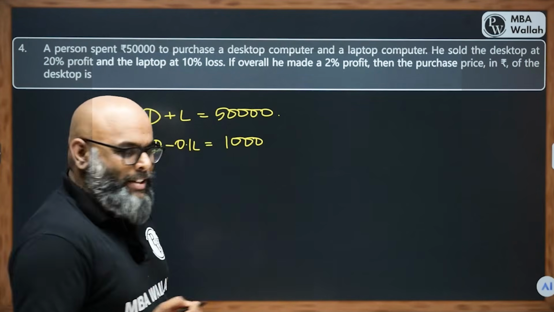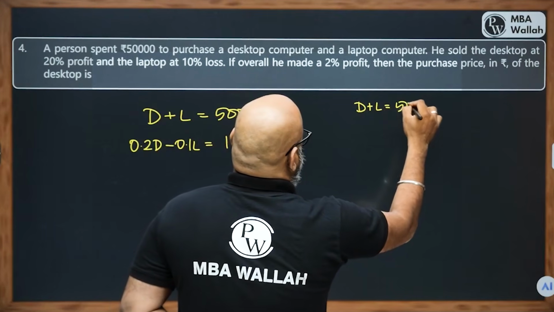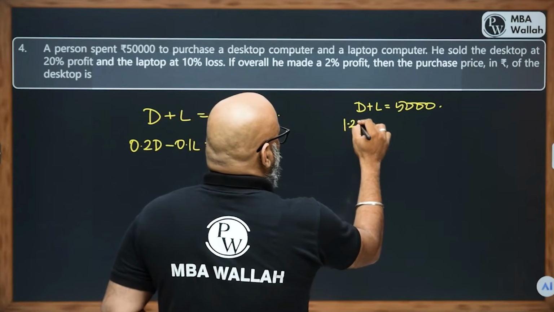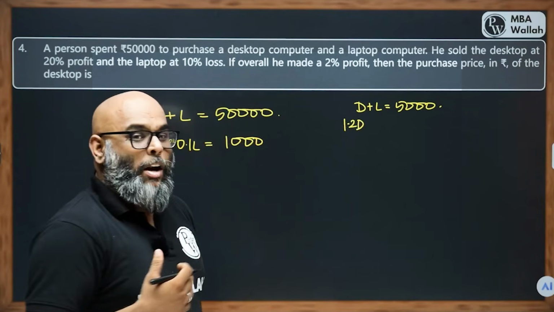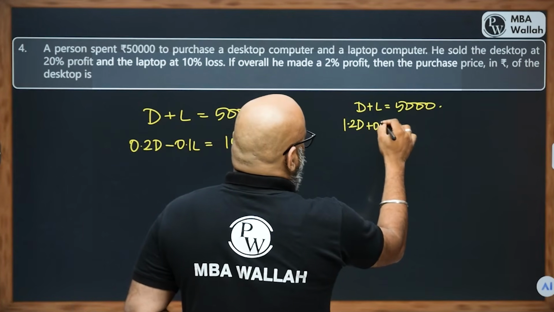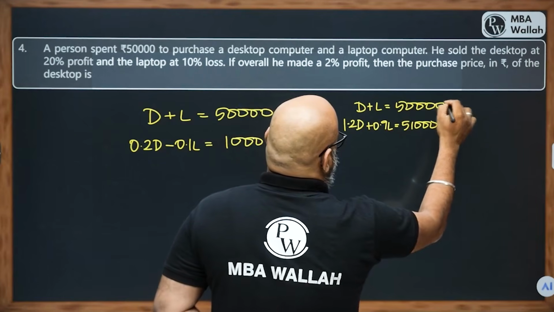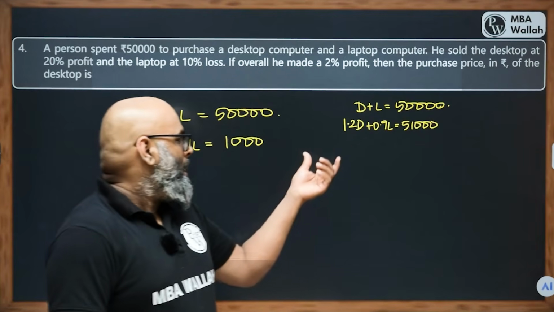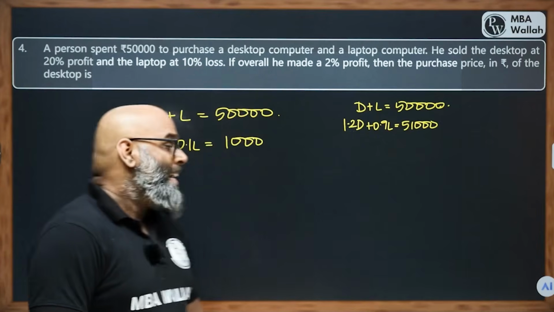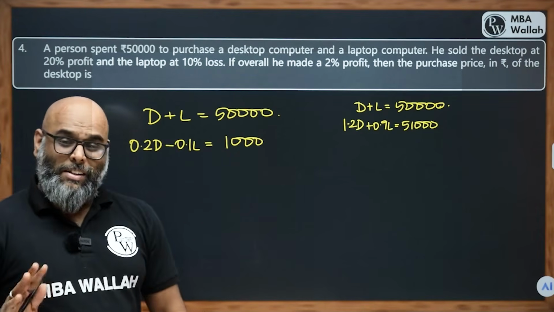You can also write this equation as D plus L is equal to 50,000. 20% on the desktop is 1.2 desktop. 10% loss is 90% of the laptop, plus 0.9L is equal to 51,000. This will be on a selling price part. I've written this equation on a selling price basis. Here I've written it on the basis of your profit. Both ways you will get the same answer.